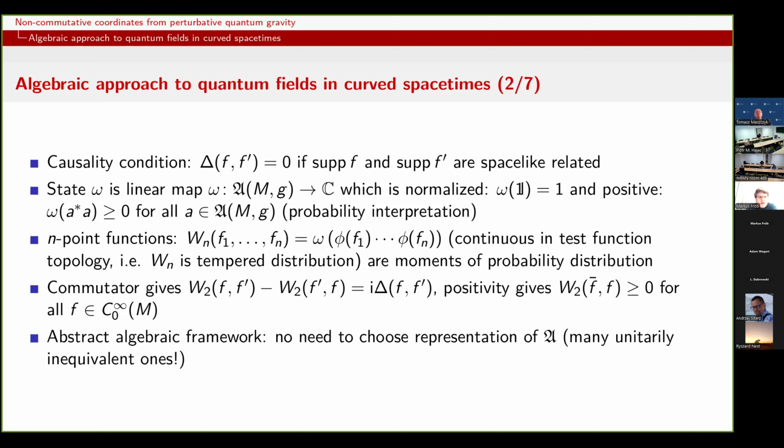The nice thing about this is that it's a quite abstract algebraic framework. So in fact, I never have chosen any representation of A. And as is well known, for a field theory, there are many unitarily inequivalent representations. So things that one can derive in this abstract algebraic approach are independent of this problem. And that's the nice thing, I think.